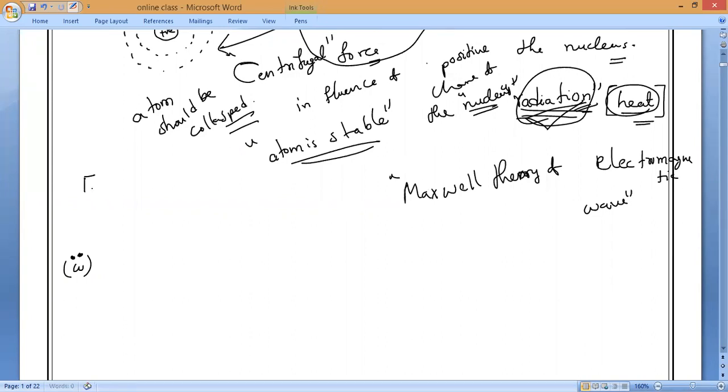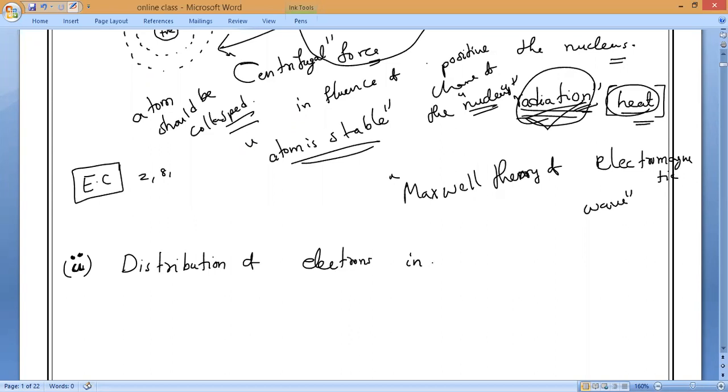That is why, for electron distribution, we use the word EC, electronic configuration. Do you remember that? You write 2, 8, you might have studied it already. Yes or no? So Mr. Rutherford said that electrons are not stationary, but he did not explain the arrangement of electrons. That is what we call the distribution of electrons in extranuclear portions.